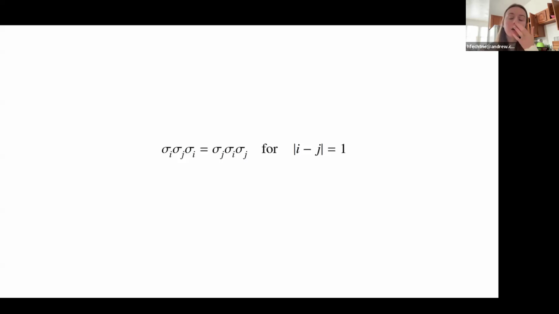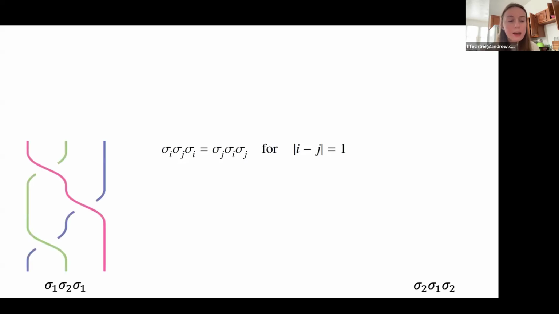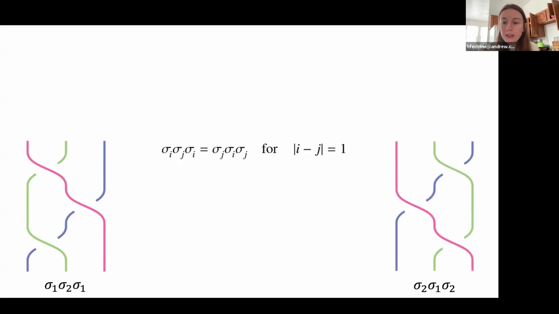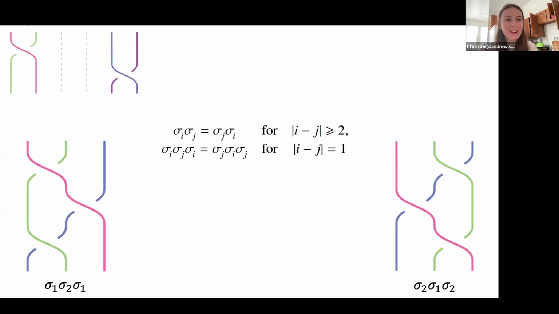As to the specific relations defining the group, for the braid relation, I'll give the example of sigma 1, sigma 2, sigma 1, letting i be 1, j be 2. When we look at both of these, if you stop for a second and think, you can take that green strand and pull it through the crossing, underneath the pink and over the blue. Similarly, the commutative relation is a little bit easier to visualize. If your generators are far enough apart, you can just swap their heights without messing anything up.